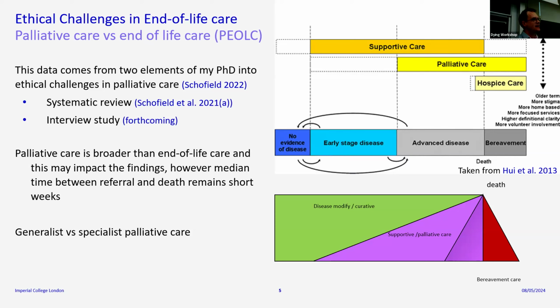Having said that, the median time between referral and death globally still remains a couple of weeks, I think. So even though this data set that I'm talking about is actually palliative care, which is a broader activity, in reality, there is an awful lot of overlap. The other thing is that my data comes from specialist palliative care practitioners.